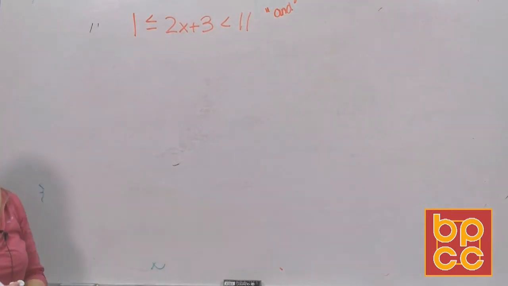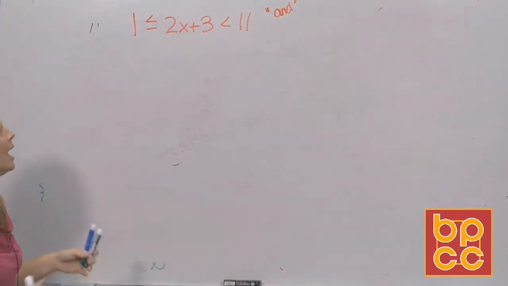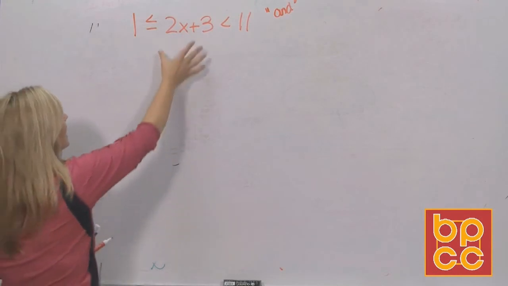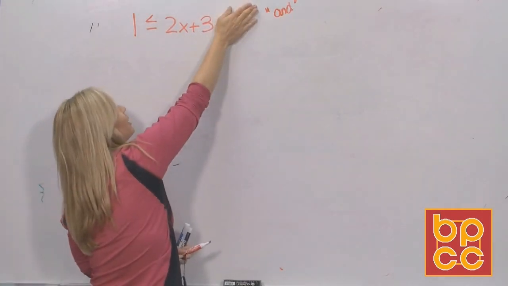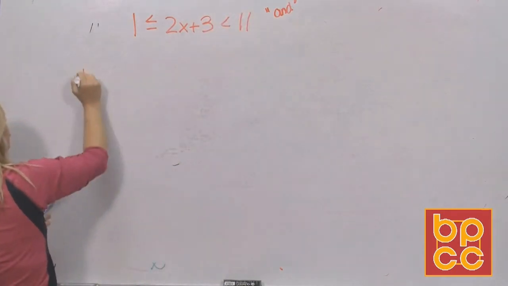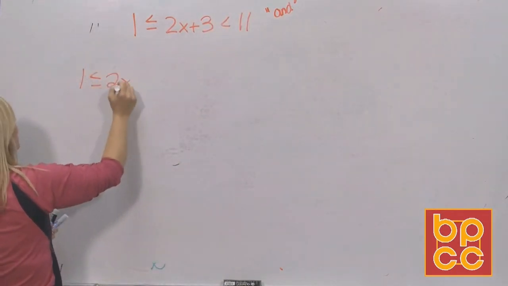I can physically break this up to be two statements. And the way I do that is I take what's in the middle and it belongs to both. So if you cover up the 11, there's your first inequality. 1 less than or equal to 2x plus 3.